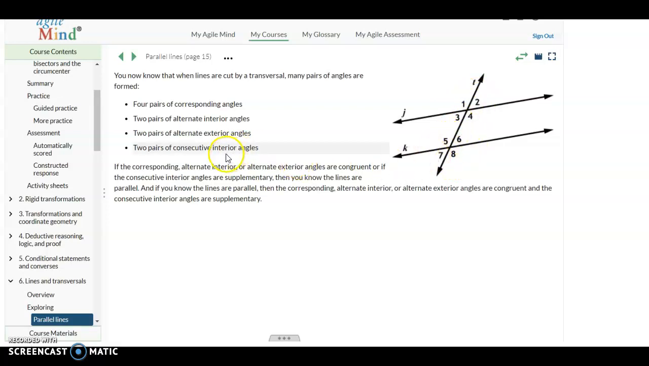And we have 2 pairs of consecutive interior: same side, inside. So 4 and 6 are consecutive interior, and 3 and 5 are consecutive interior. Now remember, these angles exist anytime you have 2 lines cut by a transversal. It's just they will only have the special relationships of being congruent and supplementary when the lines are parallel.